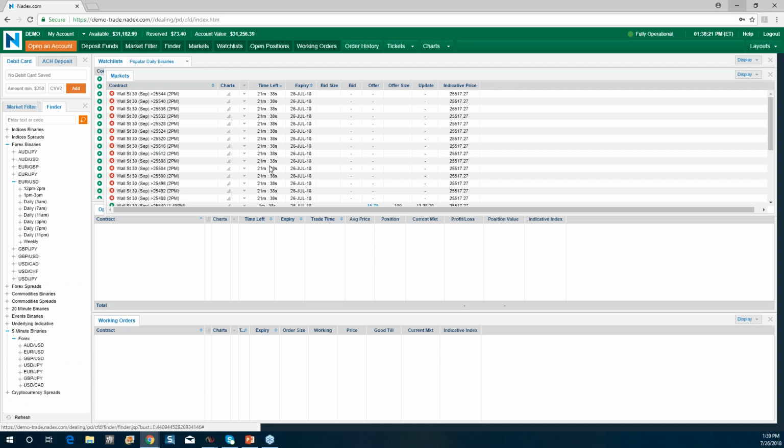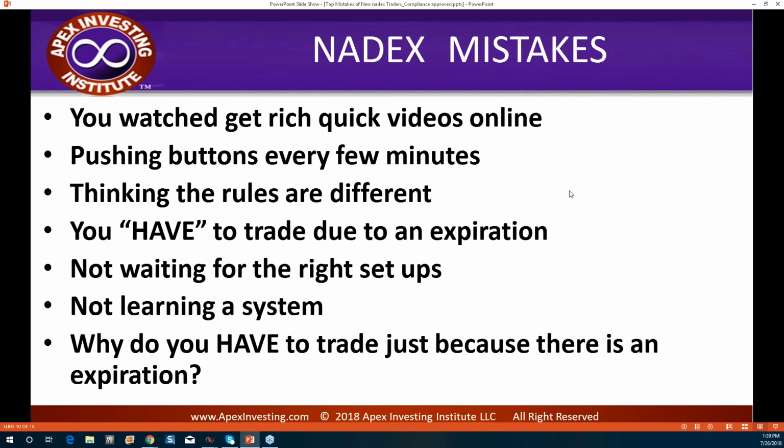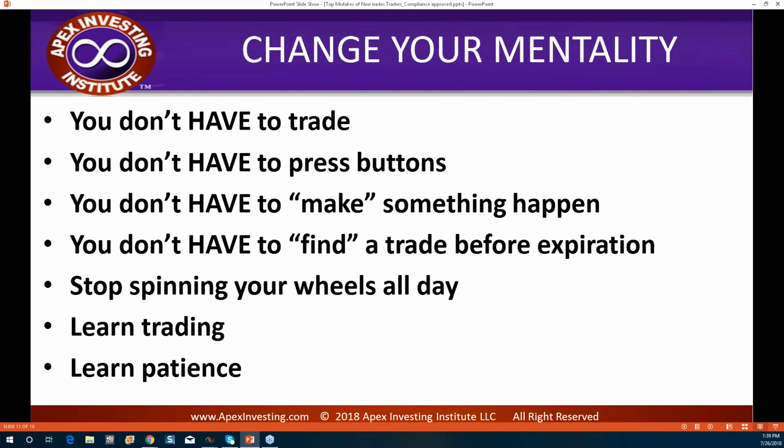Does that make sense? Does any kind of light bulb go off for anybody? Like, oh, right, I do that. Or, oh, right, I could see how I could fall into that trap. Yes, no? Because I know it's a huge one for a lot of people, especially a lot of new traders. So make sure not to fall into that trap. You have to trade just like you would trade any other time. You don't have to trade just because there's an expiration. You don't have to be busy and press buttons. You don't have to force or make something happen and find a trade. You're just going to be spinning your wheels all day.